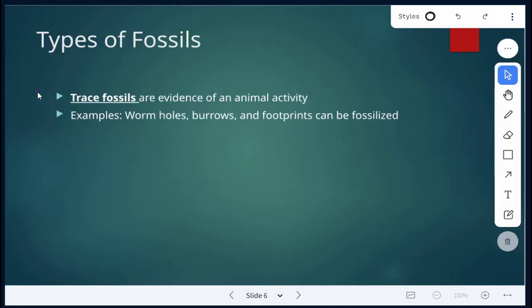We can also have trace fossils. These are just evidence of an animal's activity. Trace fossils include wormholes, burrows, and footprints. Those can be fossilized, but those are called trace fossils.